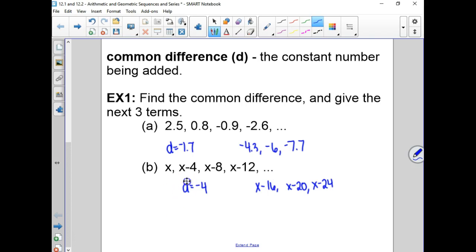That same trick that we used on part A can also be used on part B. We could take x minus 4 and subtract the term before it, which is x, and that would give us negative 4. So we can use that same rule even on one that doesn't have numbers.